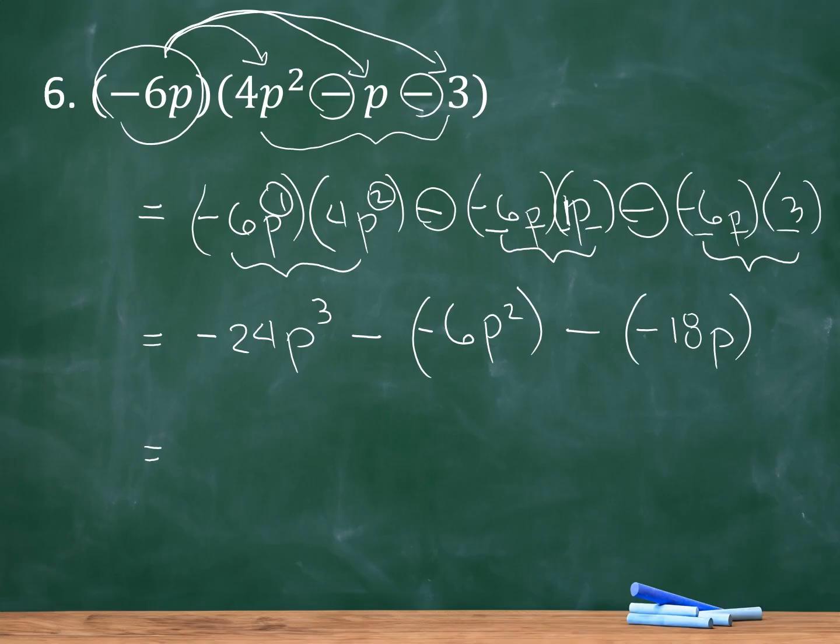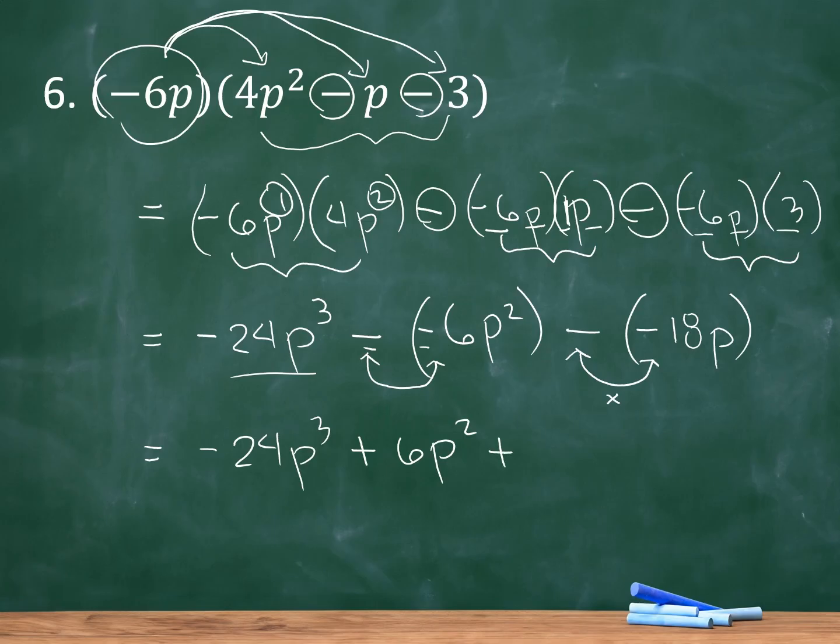So we'll take an extra step now to remove the parenthesis. Copy negative 24p cubed, and then notice we have here minus and a negative. Remember, negative times negative is positive, so we put here plus and then 6p squared, and then again we see here a minus and then a negative. Remember, negative times negative is positive, so we can say minus negative 18p will be plus or positive 18p. So this will be our final answer.